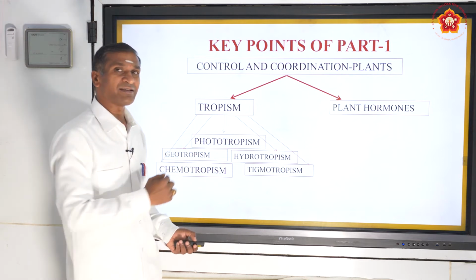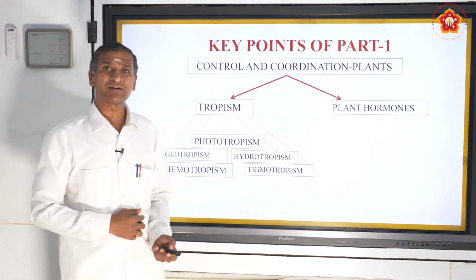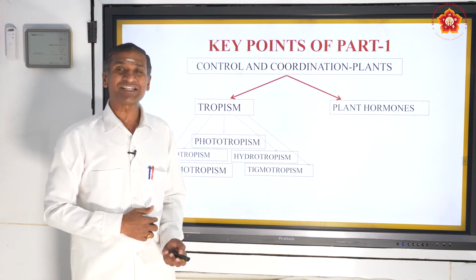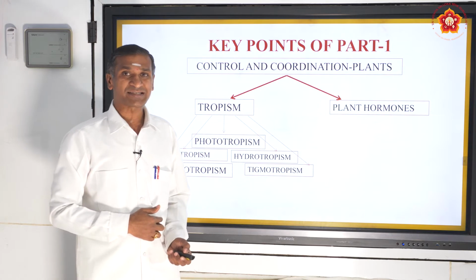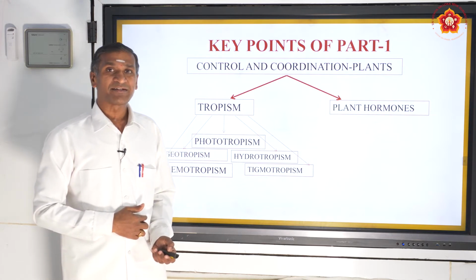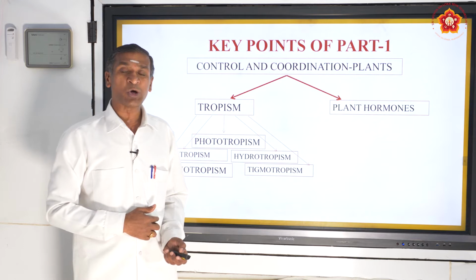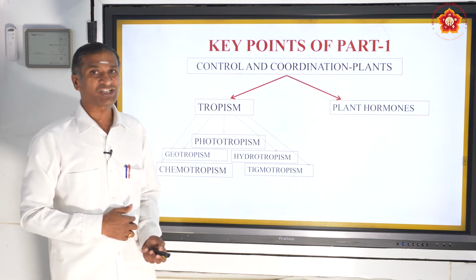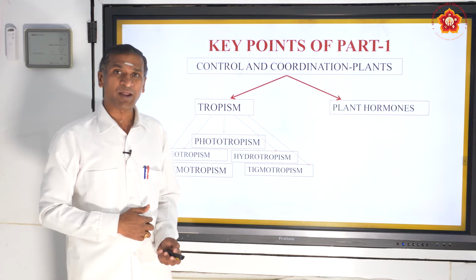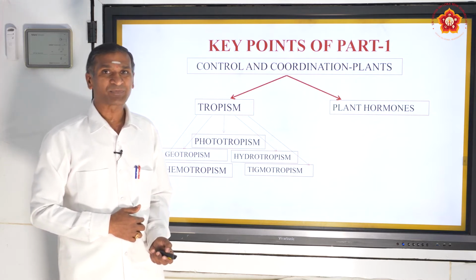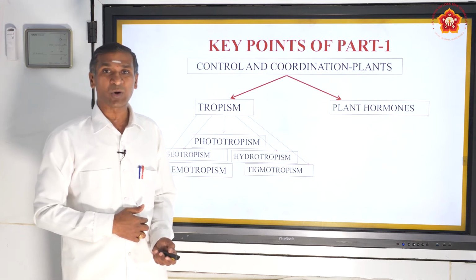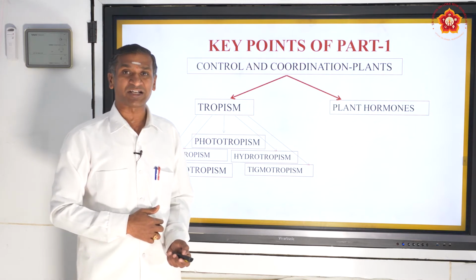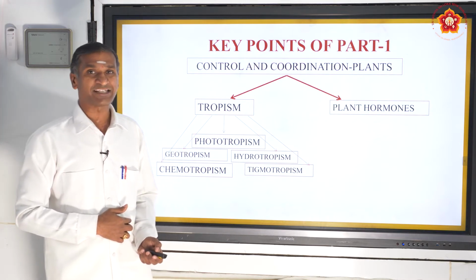Along with this, there is another way of movement of the plant, which is called nastic movement, which we discussed in our previous class, where the movement is not in the direction of the stimulus. The touch-me-not plant, scientifically called Mimosa pudica: when we touch it, the leaves fold themselves, not in the direction of the touch. That is called nastic movement.